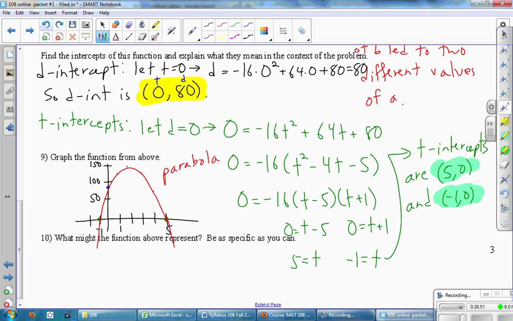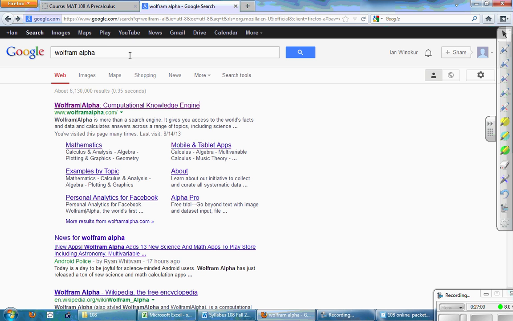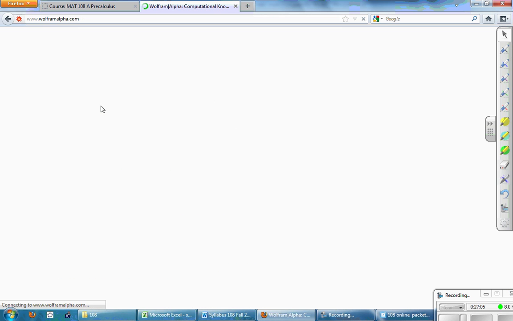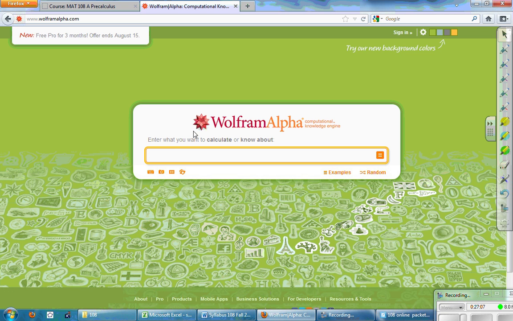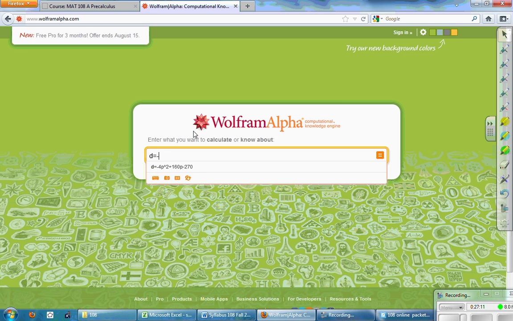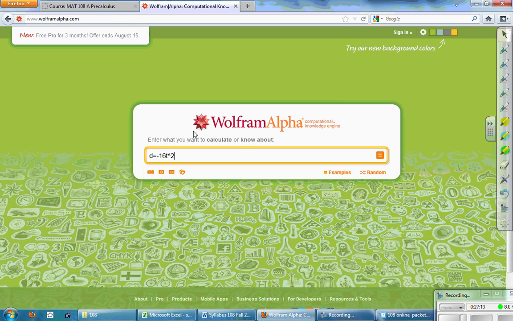So moving on to, okay, so before we move to 10, let me just show you this website. So if you Google Wolfram Alpha right there, or just go to wolframalpha.com, then it brings you to this page. It's a wonderful resource. So let's try typing this in. d equals -16 t to the second plus 64t plus 80. So we've got our function typed in there. We'll hit enter and just see what it says.